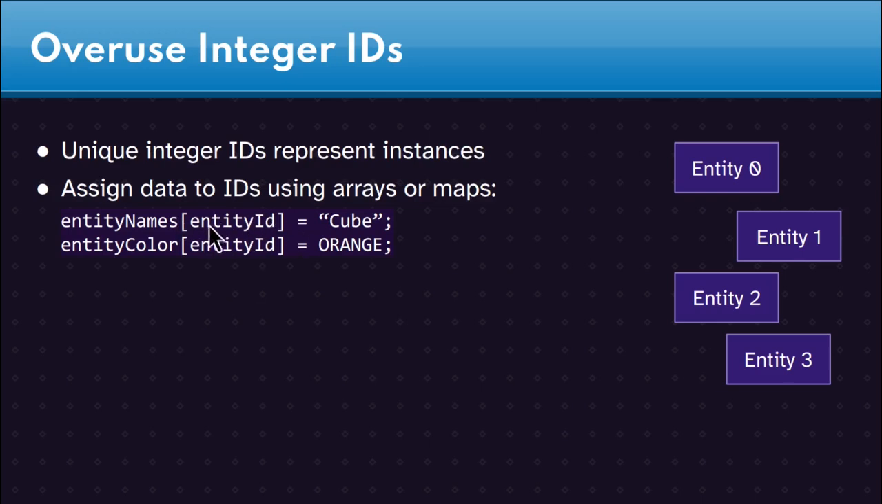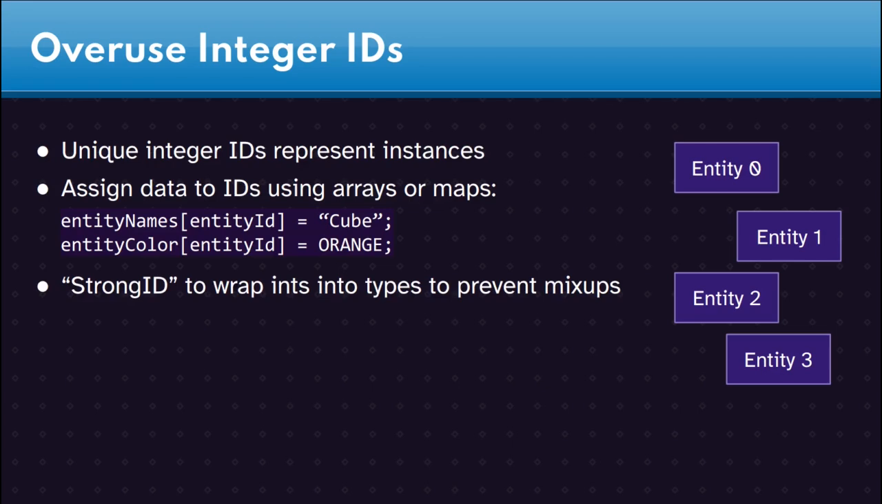And by using the ID as a key, we can assign a property to the thing we're calling entities here, as well as another one for color. So this is how we represent an orange cube by using two separate arrays or maps. This can also be called structure of arrays as a more technical term.